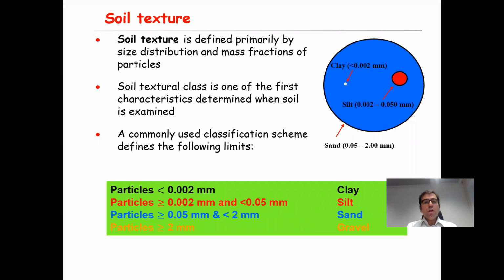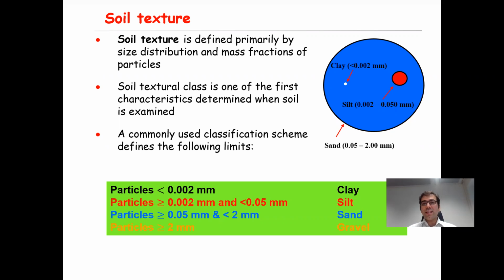Hi, I'm going to explain soil texture as well as the concept of the specific surface area. This is a part of chapter 2 of our course on groundwater hydrology. Soil texture is defined by the size distribution and mass fractions of the particles, okay? And it is one of the first characteristics that you really want to determine when you work with soil.